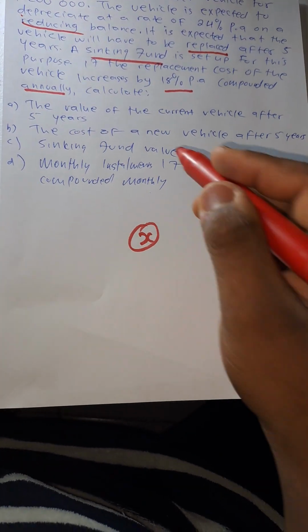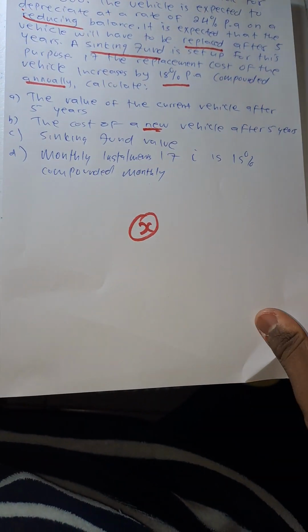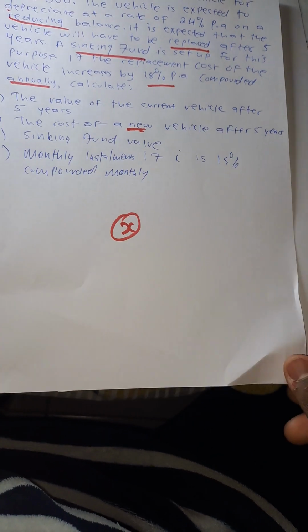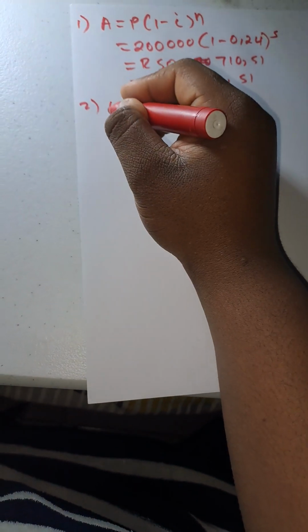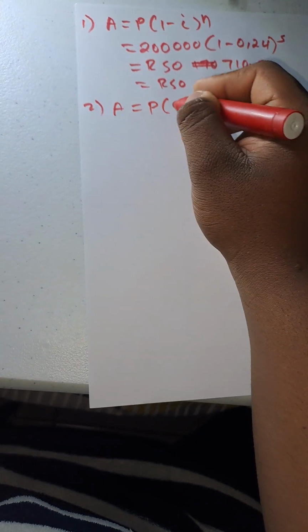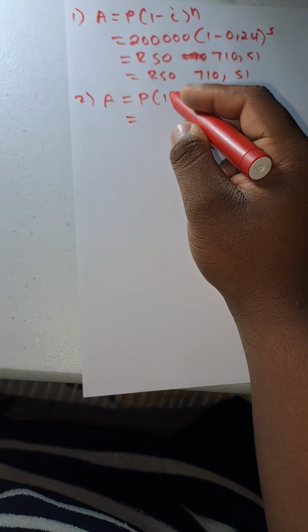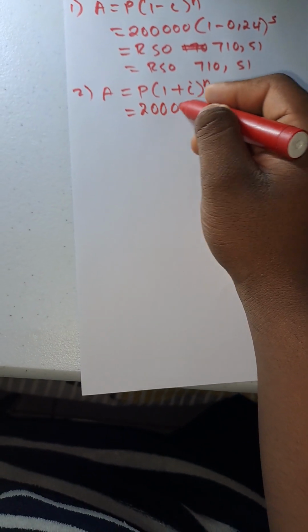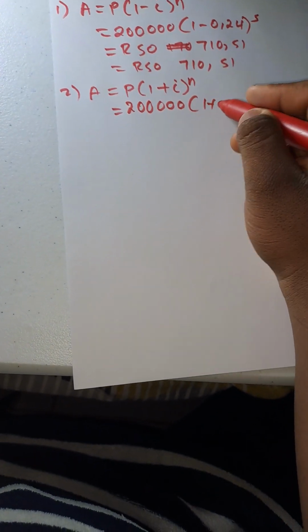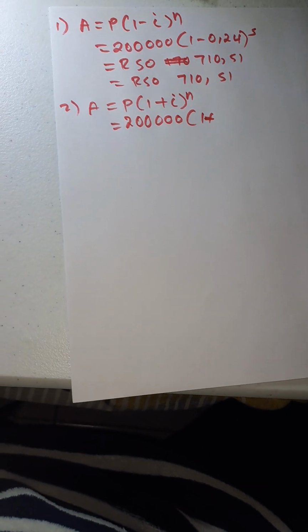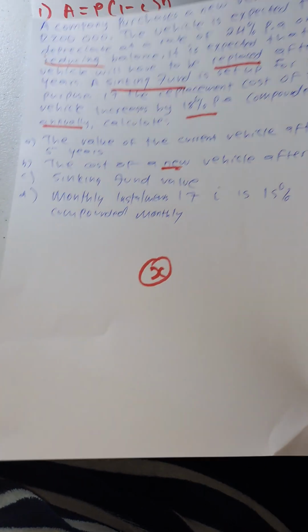Number 2, the cost of a new vehicle after 5 years. So now they're talking about a brand new car. So now you'll be using compound interest, so that you know what the brand new car will be costing. So again it is 200,000, because they've already opened a sinking fund.